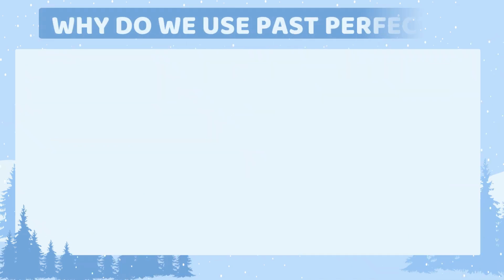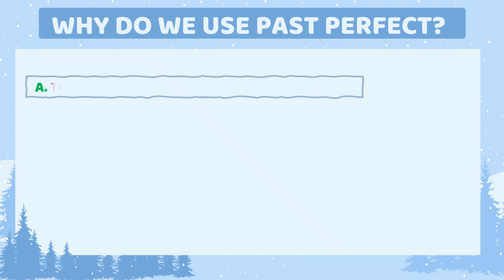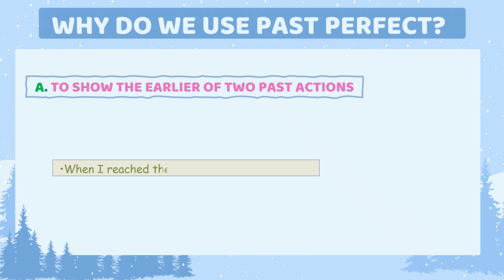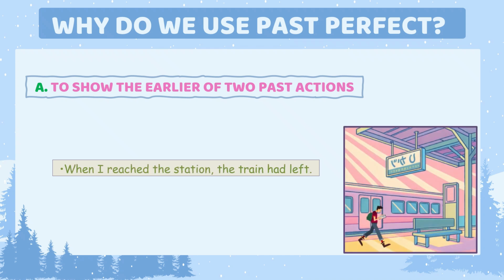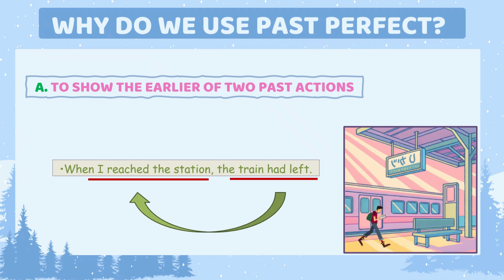Now the question is, why do we need past perfect tense? We need it to show the earlier of two past actions. For example, when I reached the station, the train had left. In this sentence, there are two actions. The first is the leaving of the train and the second is reaching the station.